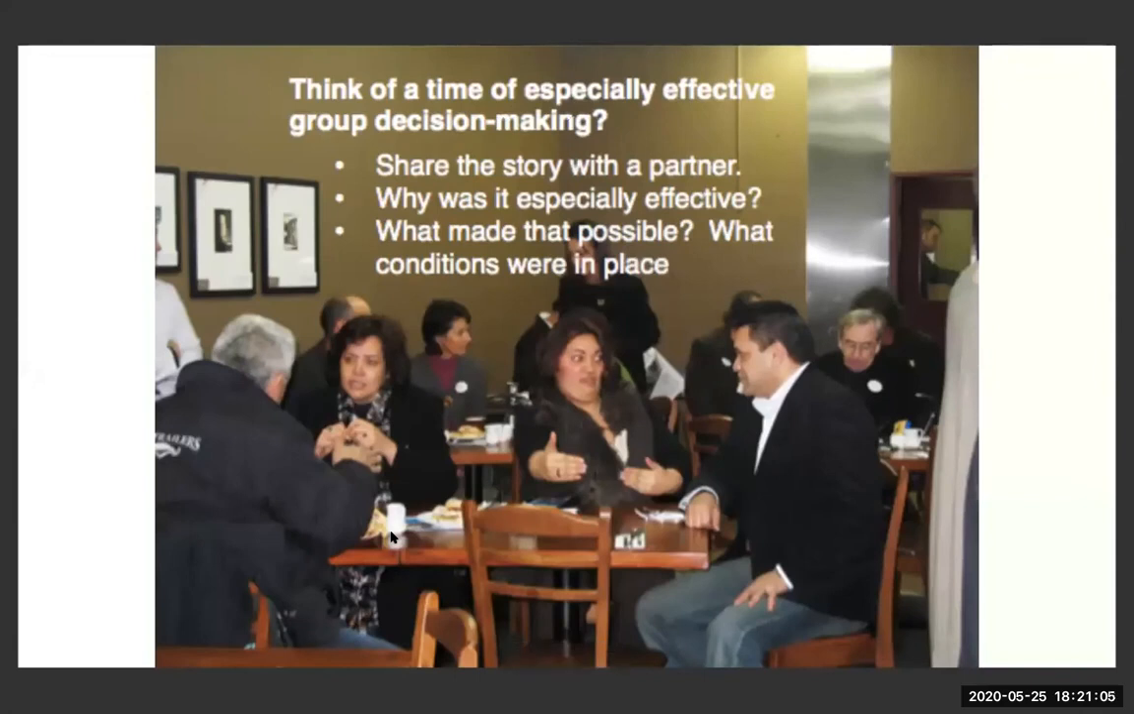So I'm going to pop you back in groups. You've heard enough from me. I just want you to talk in your groups this time about when you've been in a meeting where there was really good decision making happening. Share a couple of stories. What made that decision making effective? What made it possible? What conditions were in place? Have a conversation about where there was really good decision making happening and how it happened.